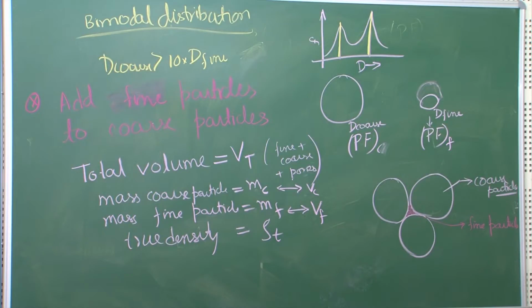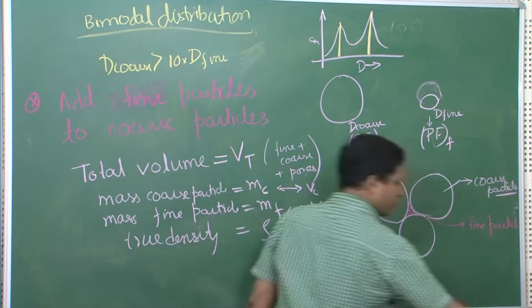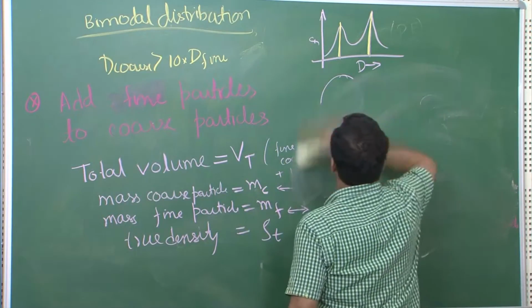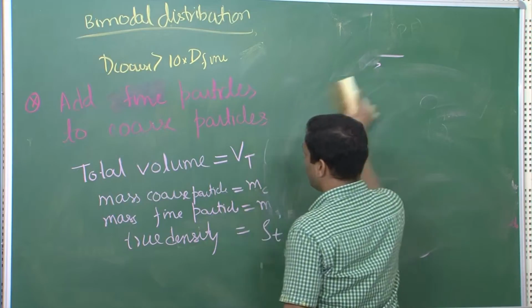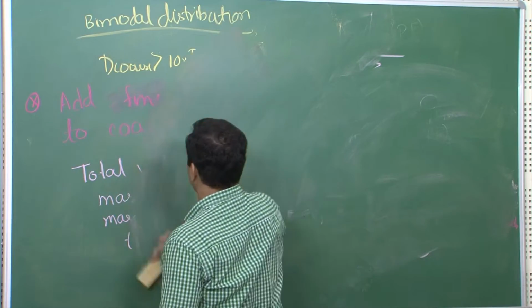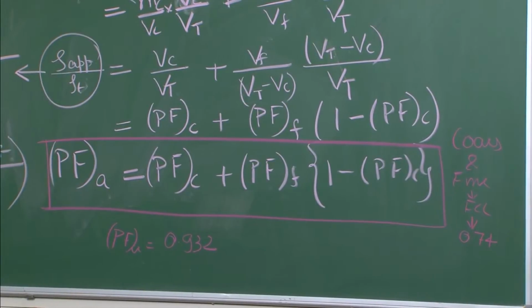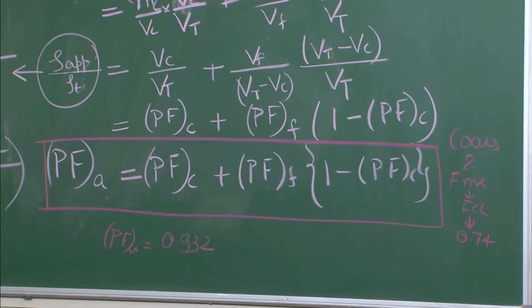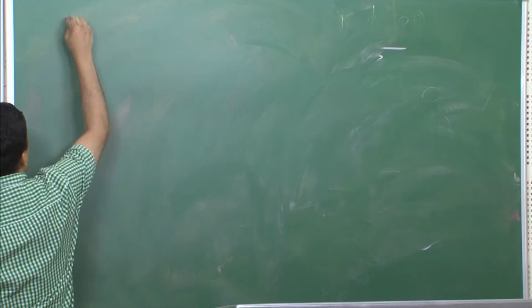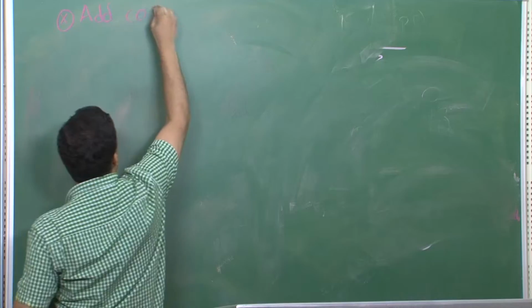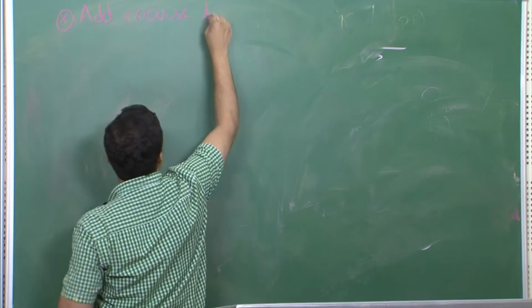Now, next let us move to the other extreme, which is this time we will add the coarse particles to the fine particles. And why will it be different? You will see in a moment. You will have to treat it differently. So, we will add coarse to fine.